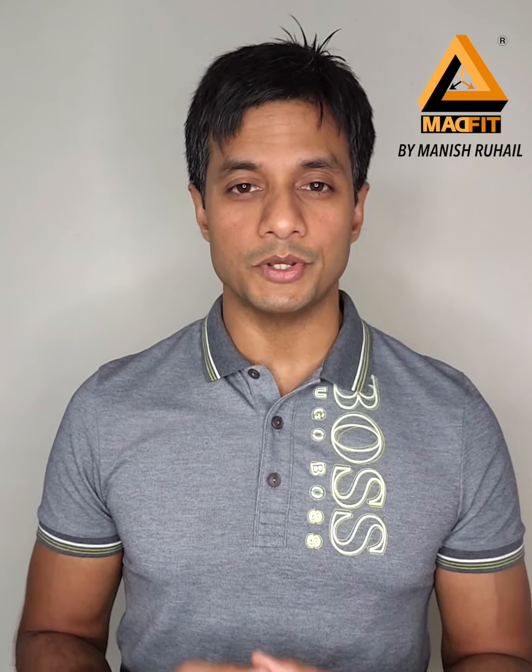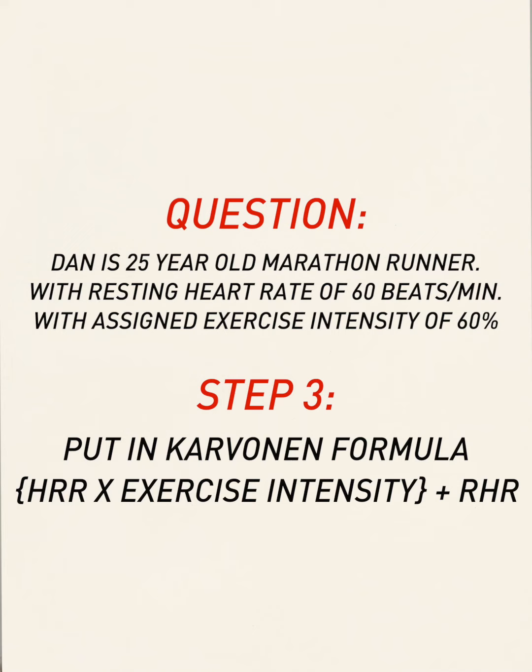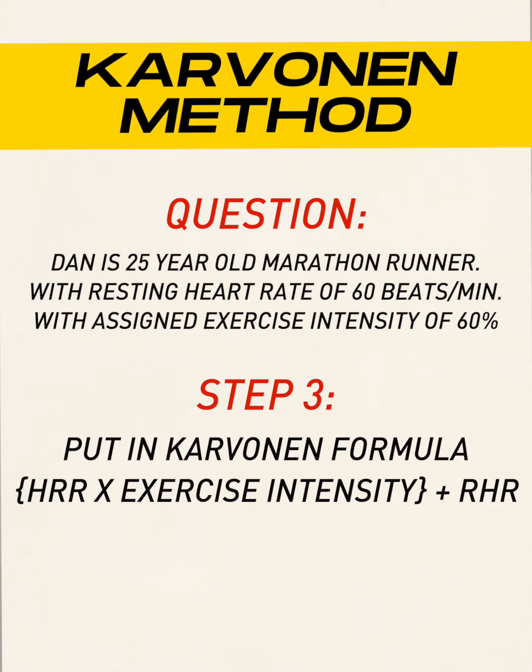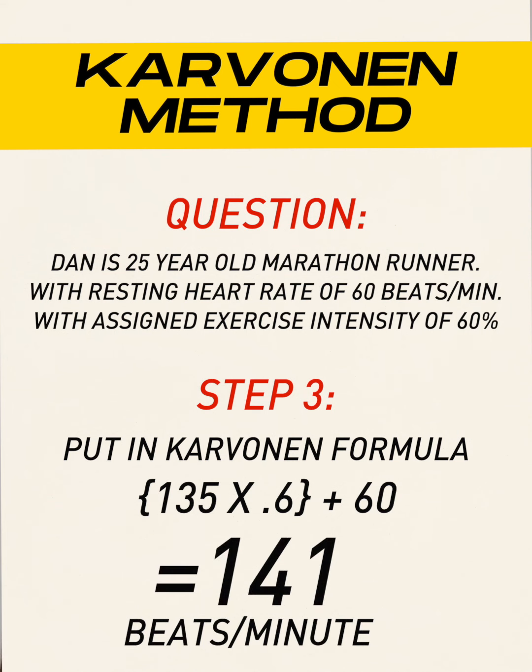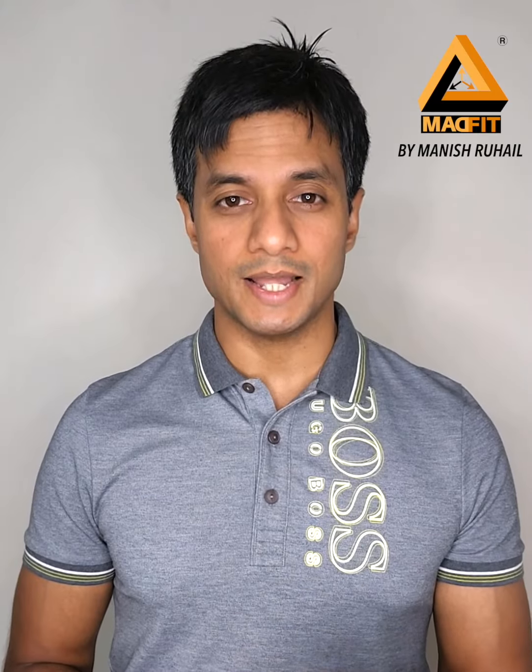So all we need to do now is put it into the equation. And what was the equation? Heart rate reserve times exercise intensity plus resting heart rate. If you put all the figures into the Karvonen formula, you're going to figure out the targeted heart rate for Dan. And here are the figures: heart rate reserve 135 times exercise intensity 60% plus resting heart rate 60. When you solve this equation, the total is going to be 141 beats per minute. So that's Dan's targeted heart rate as per the Karvonen formula.